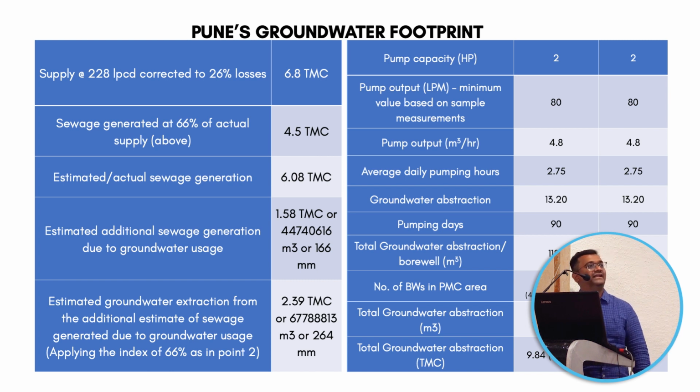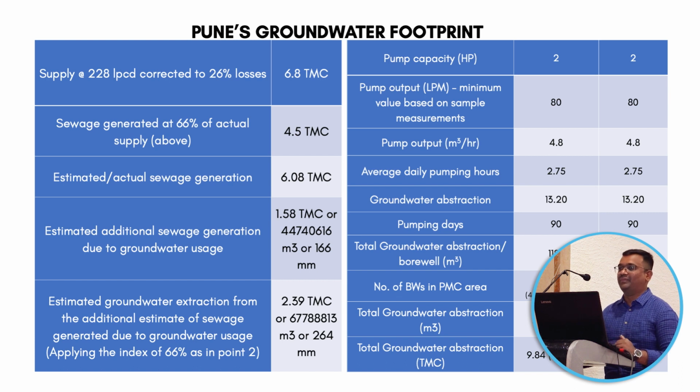Then, as I said earlier, we have done a survey: the pilot survey across the entire Pune PMC region and the focus survey of 3 wards of the PMC region. There we see that pumps of 2 HP capacity have normally been installed by the residents. We measured the output of some of the pumps, and we came to know that the output is 80 LPM. So 80 liters of water is being extracted per minute.